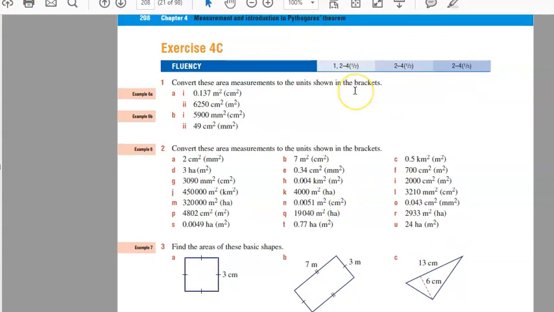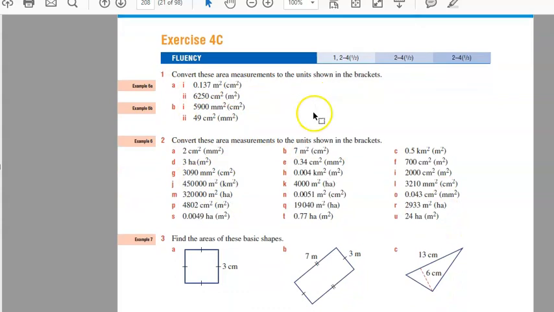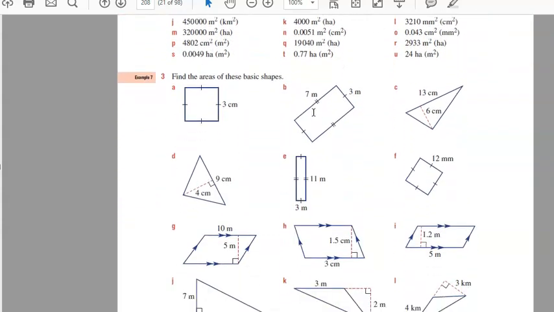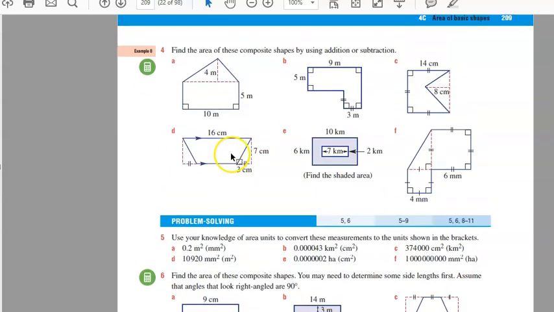So the questions that you need to do from exercise 4C are on page 208. You will need to attempt question 1. You don't need to do question 2 because this deals with hectares and we're not dealing with hectares. Question 3, I would like you to do the 2 left-hand columns of question 3. You don't need to worry about the right column there. So 3A, B, D, E, G, H, J, K. And question 4, I want you to do 4A, B, and C.